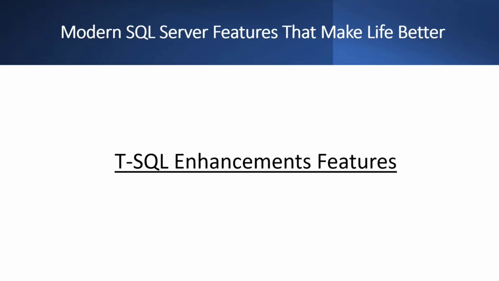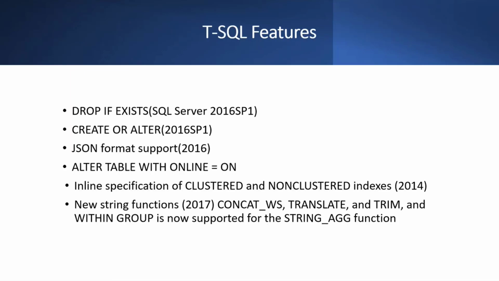The next category that we're going to look at is T-SQL enhancements, things that will make your life easier and simpler from a T-SQL perspective. So here we have a number of things on the slide. We have DROP IF EXISTS, JSON format support, ALTER TABLE with ONLINE = ON. We have some enhancements in terms of inline specifications for indexes and some new string functions. So I'm going to go ahead and just demo these changes for you so you can kind of see what they are about. I'm going to demo a few of them.